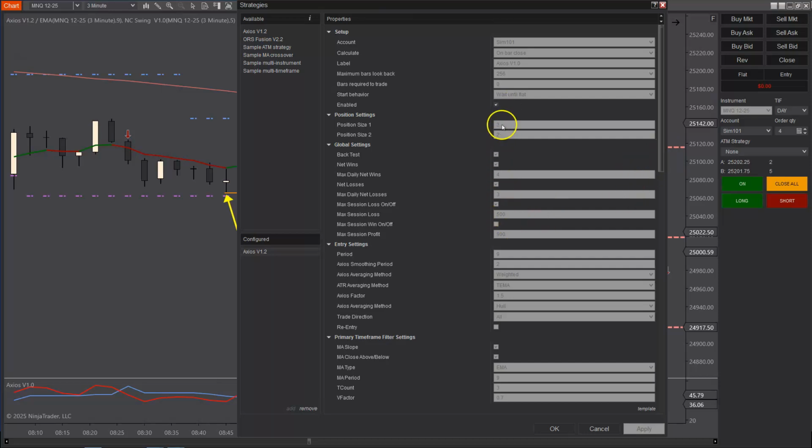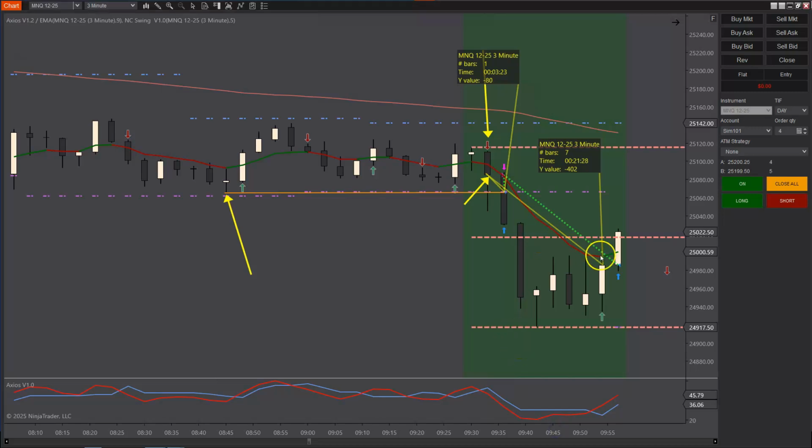Anyway, so we can reduce these for smaller accounts, and then you can actually make the max session loss less. Anyway, I went over a lot of that stuff in the previous video. I don't want to spend too much time on this. I want to get into the manual stuff. So let's look at some of that.